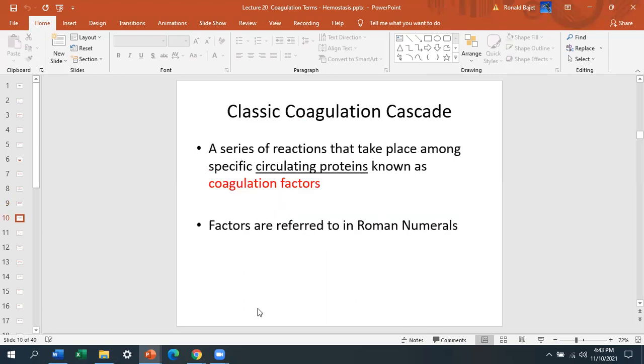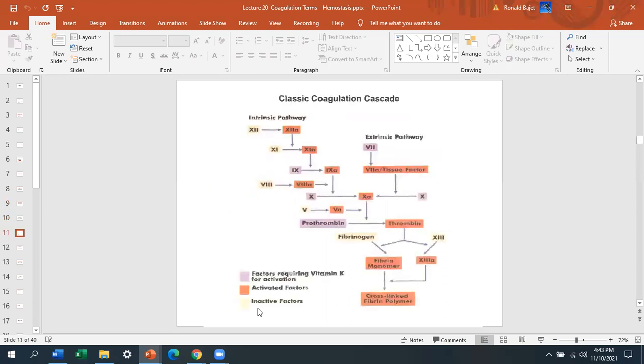So the coagulation cascade, going back to clot formation, is a series of reactions that take place among circulating proteins known as coagulation factors. The factors are usually referred to in Roman numerals, but like I said, we're not in Rome, so this whole cascade is what you'll be memorizing. In fact, it may be on your last test, to write the coagulation cascade.